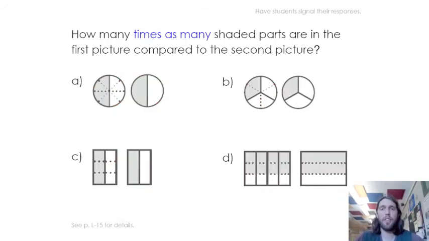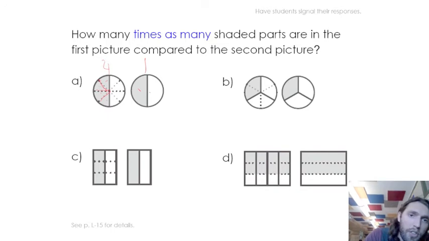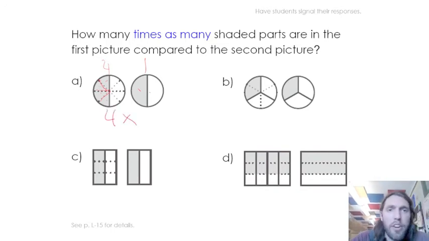Excellent. So now on this one, what we are doing is we're just looking at the shaded parts. So how many more does the first picture have shaded parts than the second picture? So let's take a look here. In this first one, we have 1, 2, 1, 2, 3, 4. So this is 4, and this is 1. So what do we need to multiply 4 by to get 1? 4. So this one has, I'm just going to write 4 times there, 4 times as many parts, shaded.